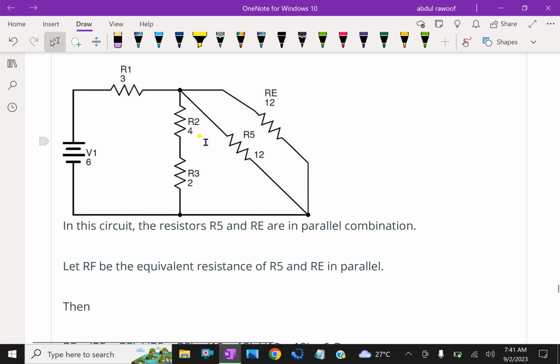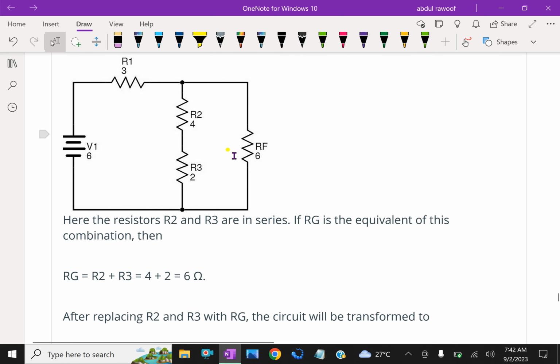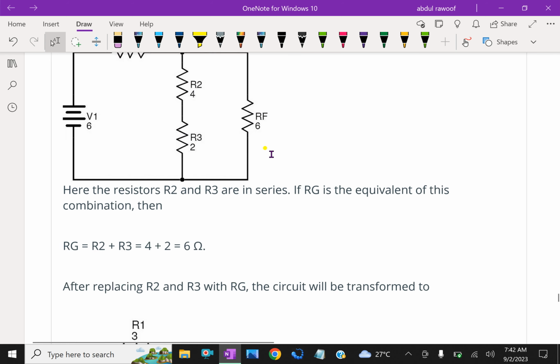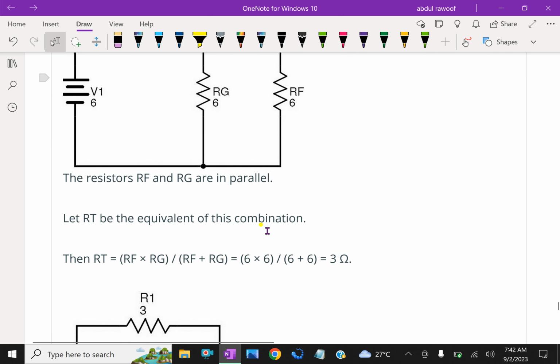This 6 ohm is parallel to this series combination. Look at here, these two resistances are in series, so 4 plus 2 is 6. That 6 is parallel to this 6. So RT, total resistance, is RF into RG over RF plus RG, that is 6 into 6 over 6 plus 6, 3 ohms.